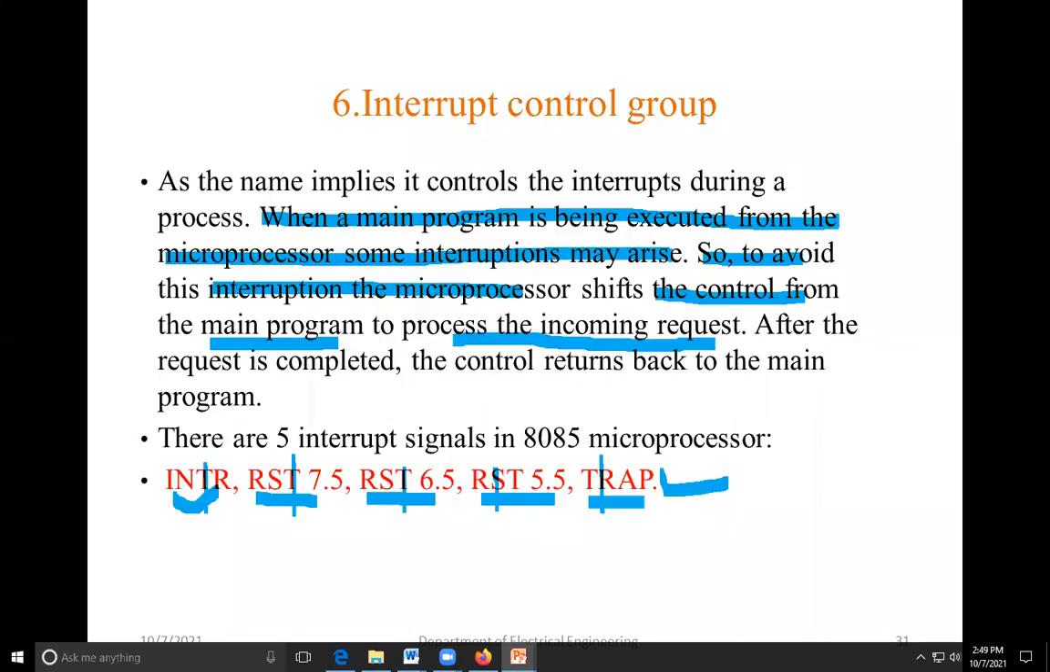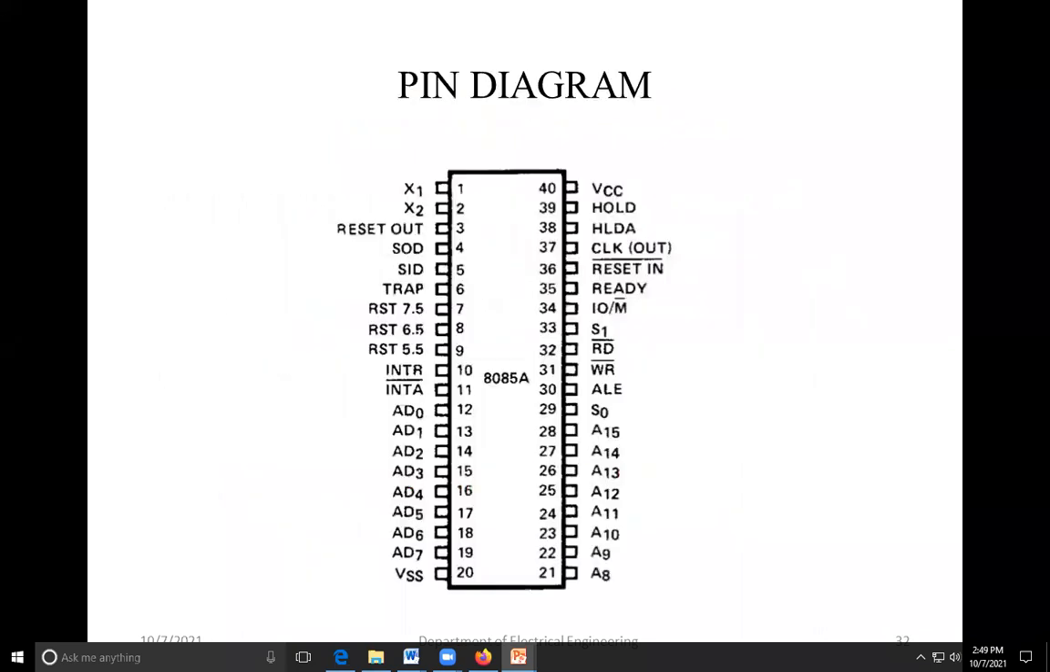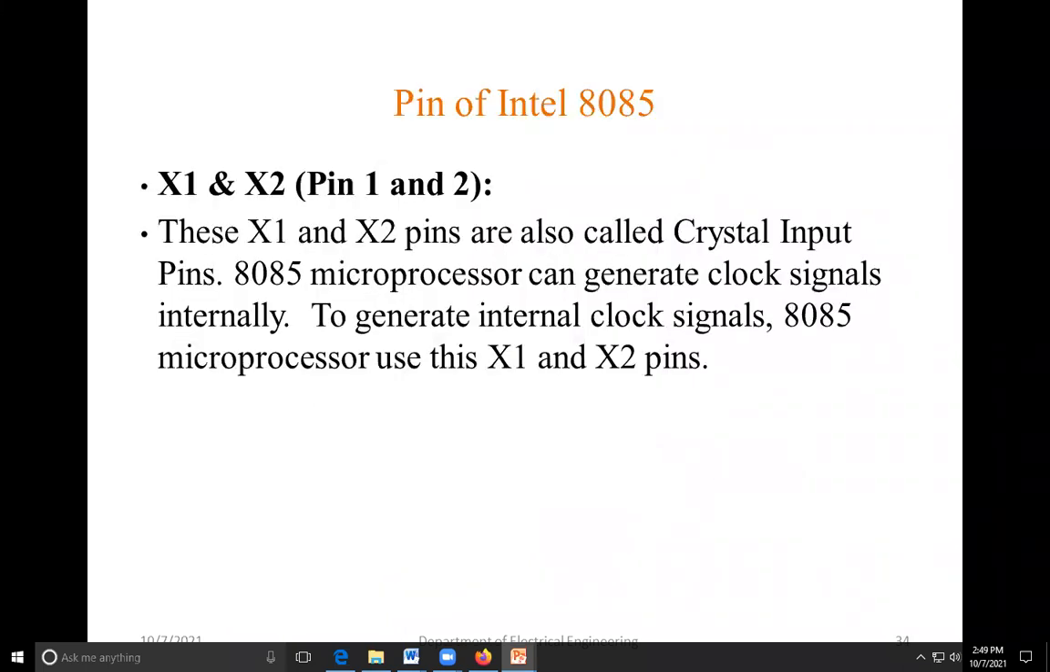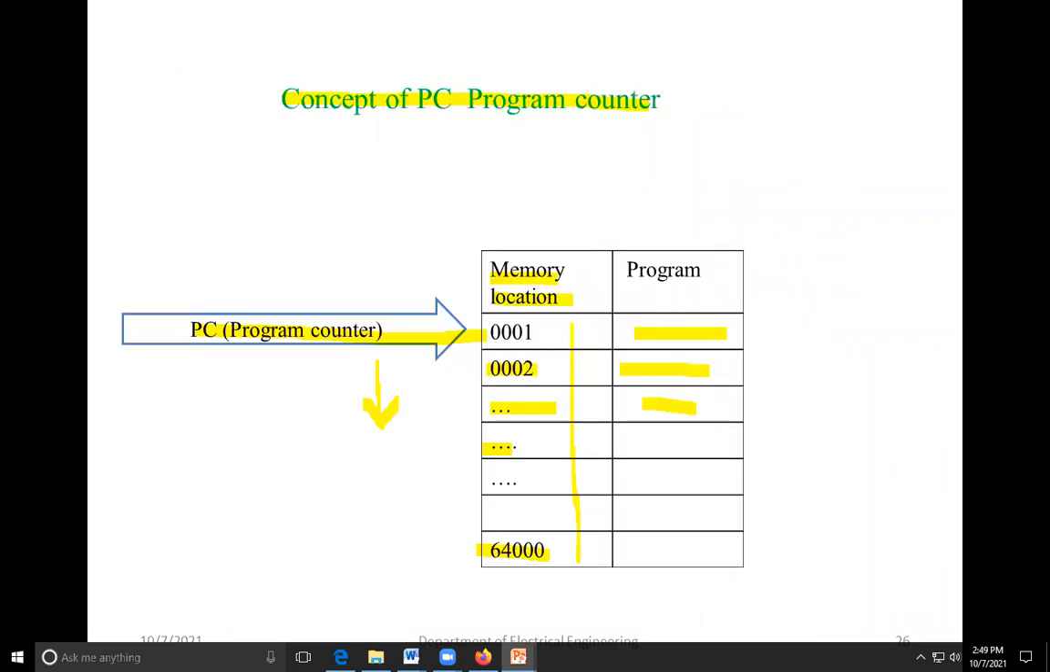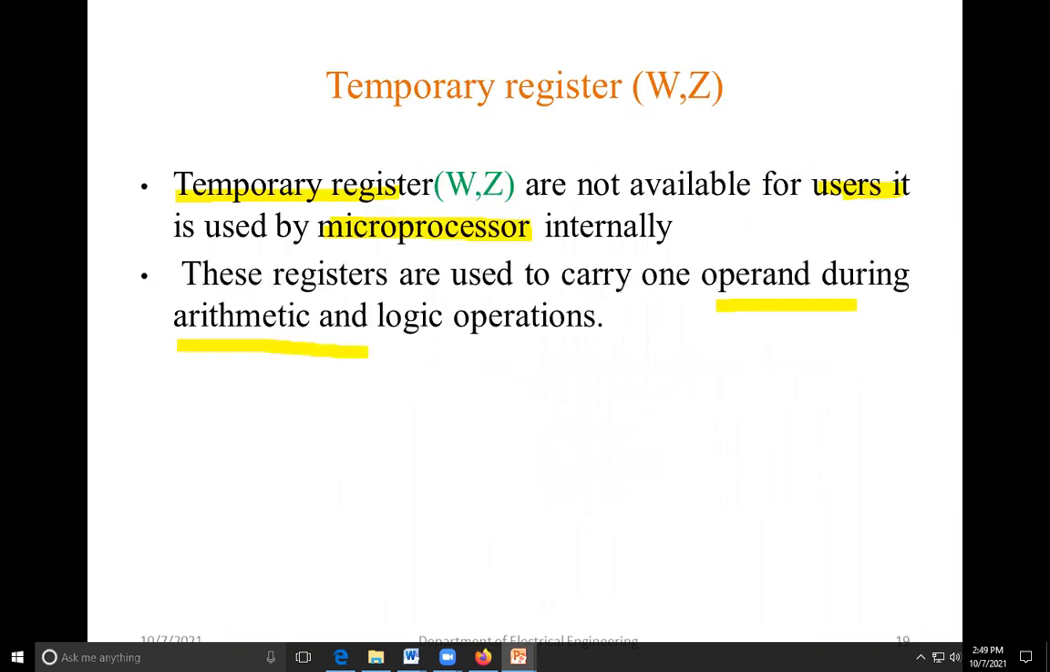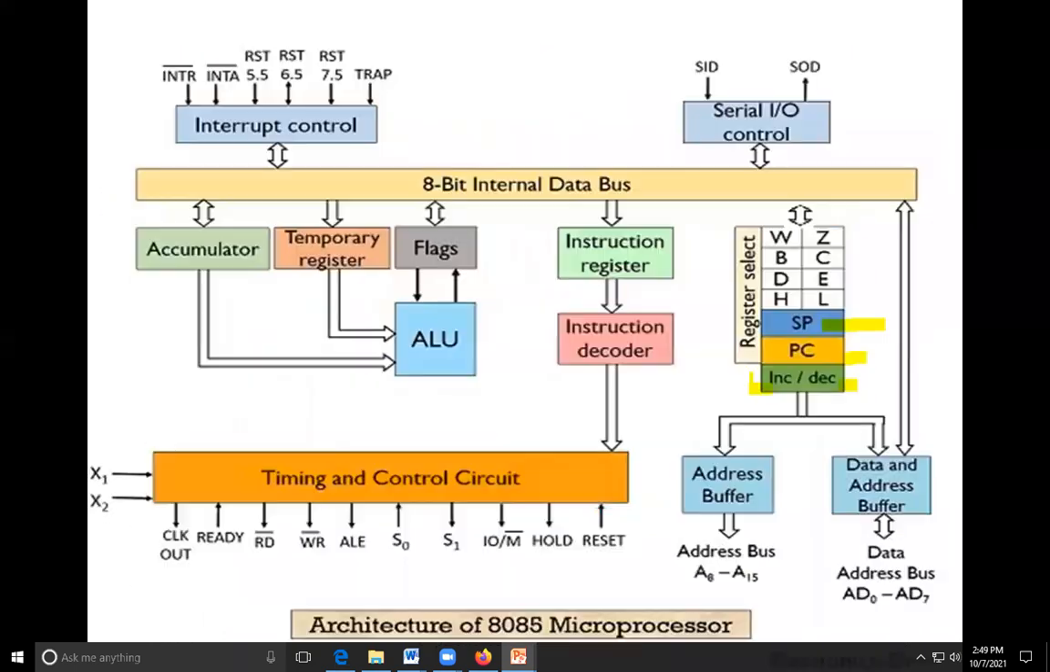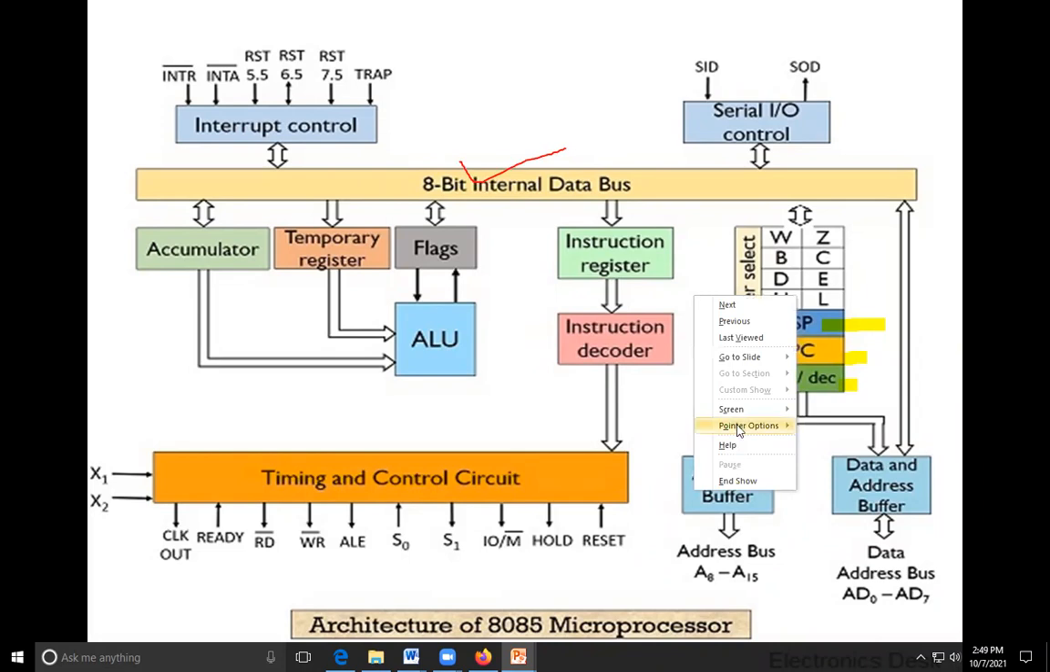Okay, so this is the pin diagram. We will discuss the pin diagram afterwards. First we take an overview of this architecture and then go to the pin diagram. We have to discuss all the architecture here, then you can understand very well how the architecture works. See, this is our architecture. This is the 8-bit internal data bus.